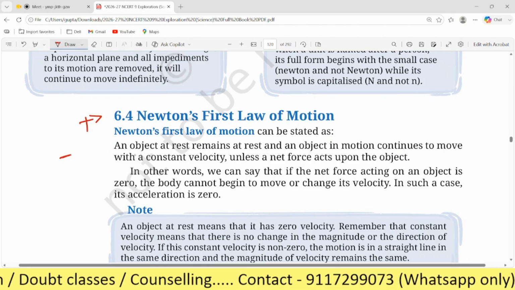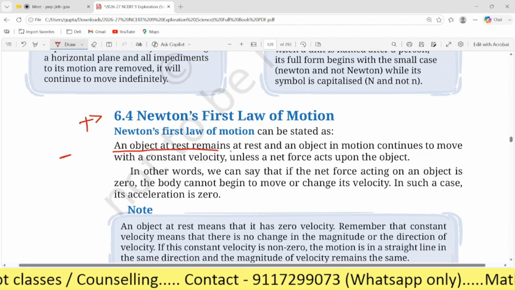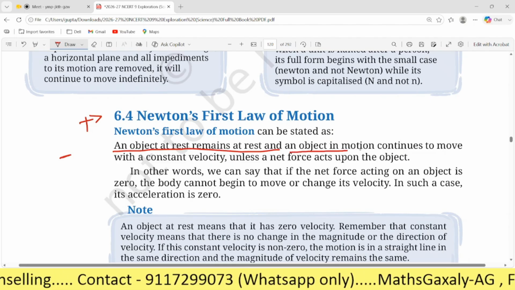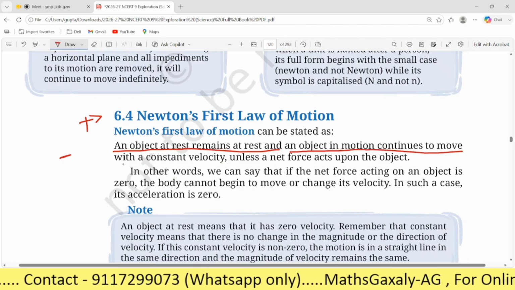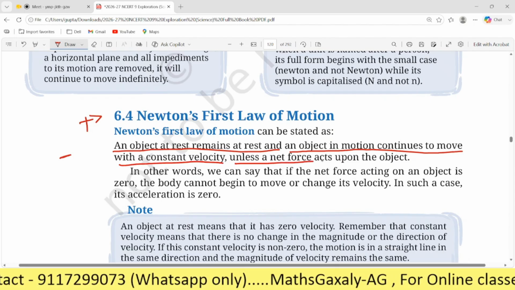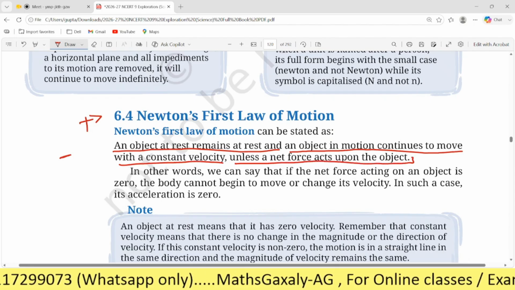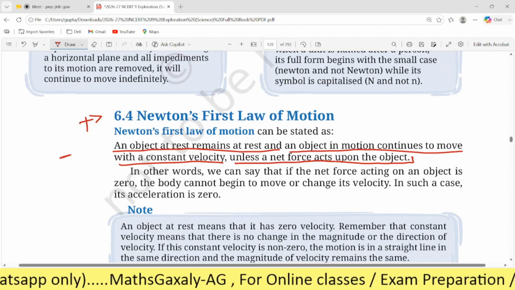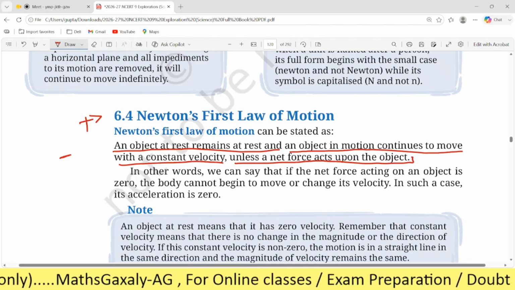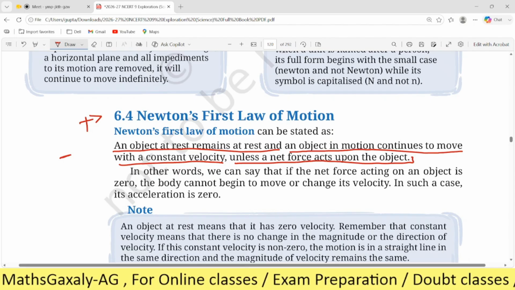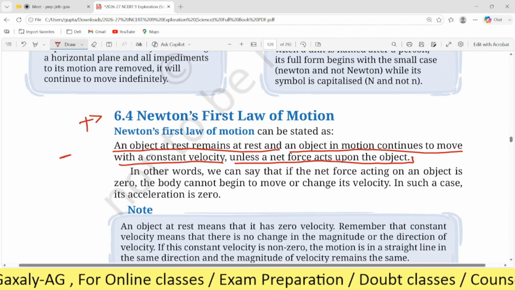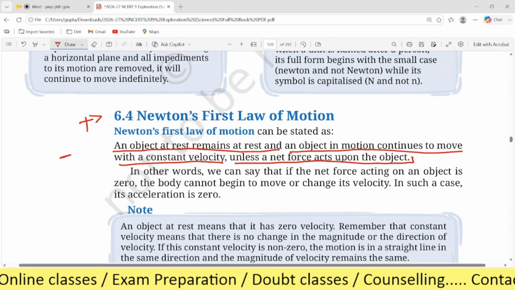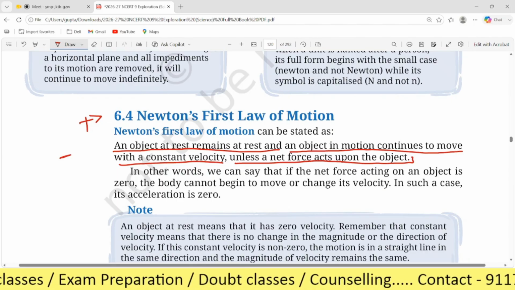It states that an object at rest remains at rest, and an object in motion continues to move with a constant velocity unless a net force acts upon the object. Okay, so this is the first law of motion. It says that if there is an object which is at rest, then it will remain at rest until you apply a force, and when an object is in motion, it continues to move unless a net force acts upon the object.